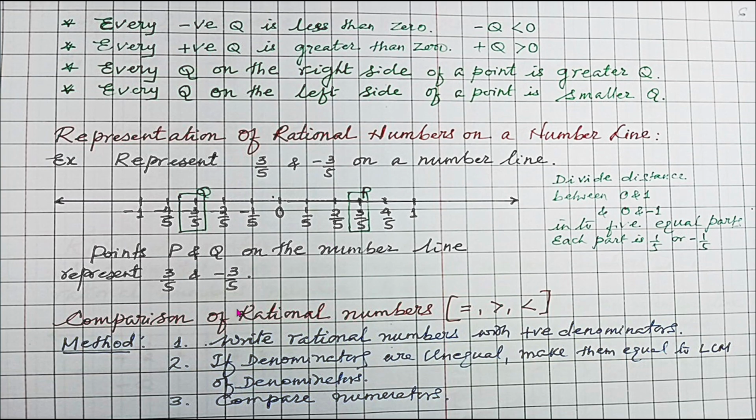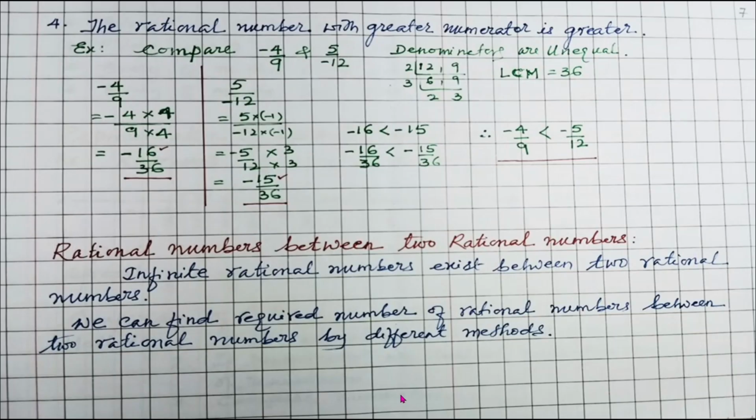We can also compare the rational numbers. Comparing means equal to, greater than, or smaller than. So first of all, remember how to find out which rational number is greater or smaller. For that, write rational numbers with positive denominators. If denominators are unequal, make them equal by taking the LCM of the denominators. Then compare the numerators. The rational number with the greater numerator is always greater.